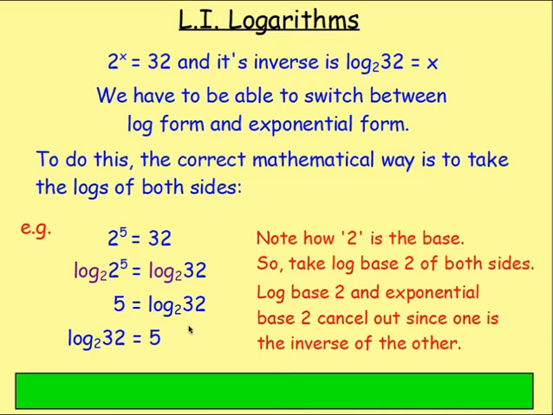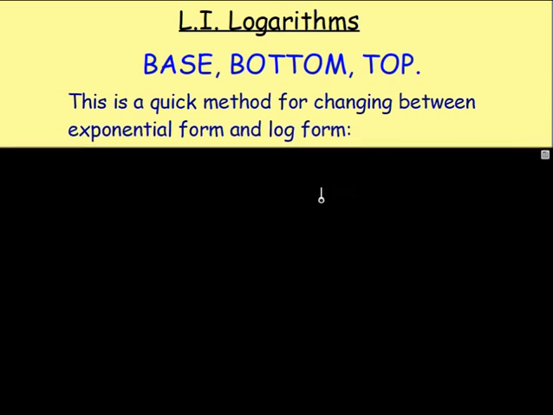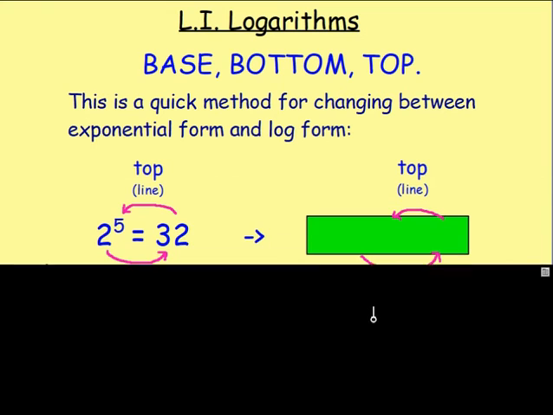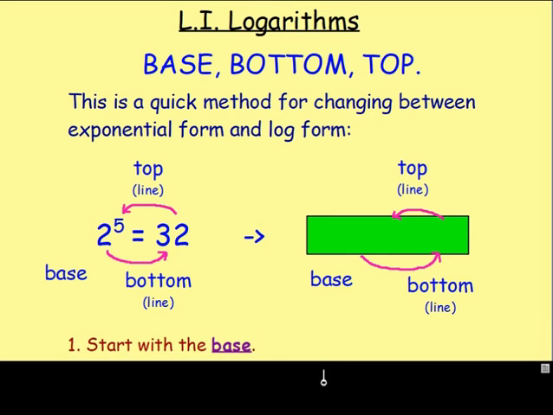There is another way I like to do it though. I'm calling it base bottom top, and that is a quick way of changing between exponential form and log form. So I'm going to show you this with base bottom top. Here's what you do. If you were given, say, 2 to the power of 5 equals 32, and you have to write that in log form, the first thing you want to do is start with the base. The base is the bit that's below the index. So here we've got our index of 5, so our base is going to be 2. So that's where we start.